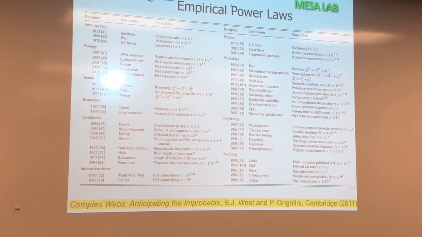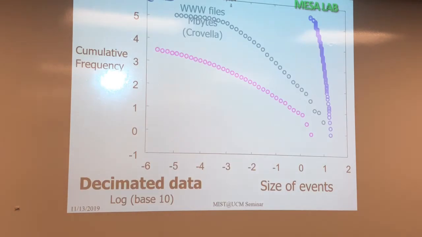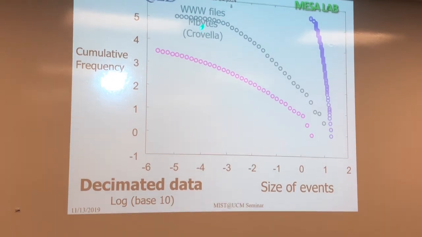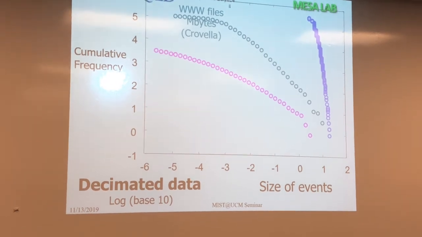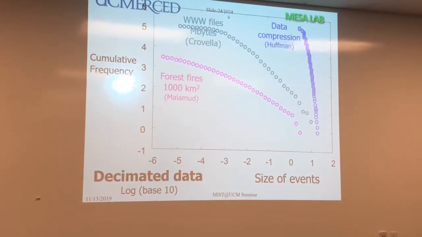So that enables us to believe there are inverse power laws because of this complex system. So let me show you some typical examples like World Wide Web file size and wildfire. Let me see. Data compression, and this is forest fire. So basically, if you plot size of events and cumulative frequency together, using a log scale, then you will start to see this type of straight line, inverse power law type of behavior. So a log-log plot with a linear trend is called inverse power law.